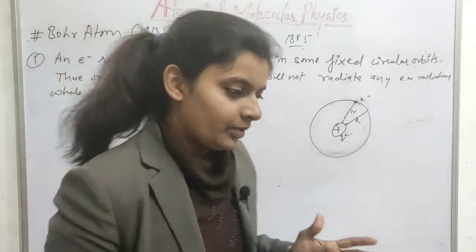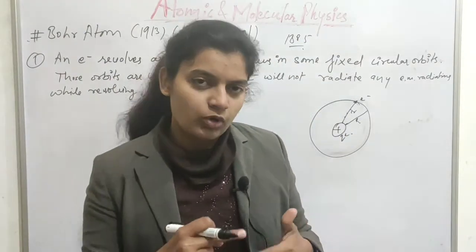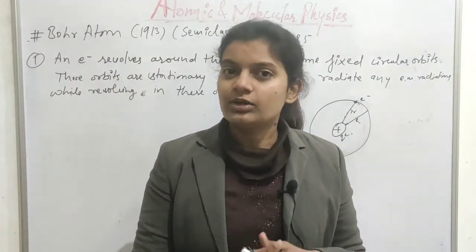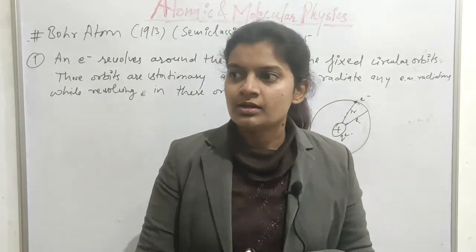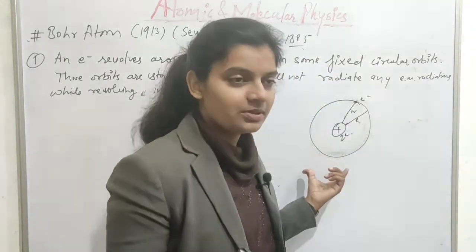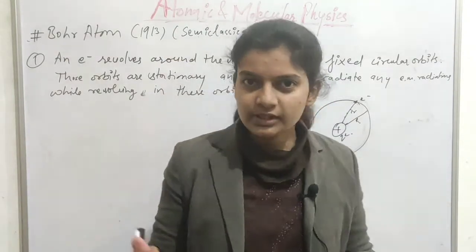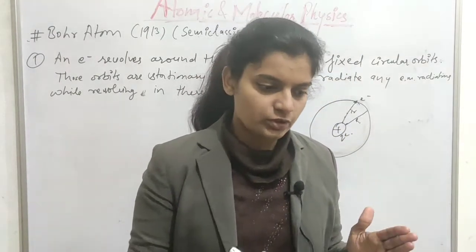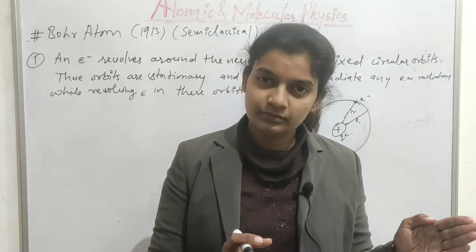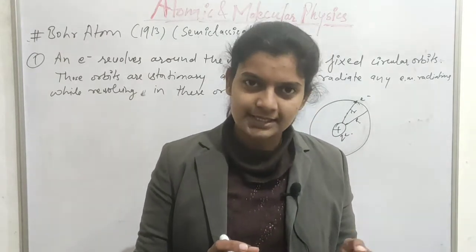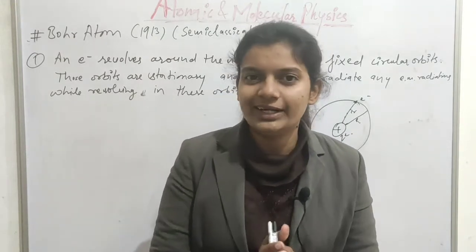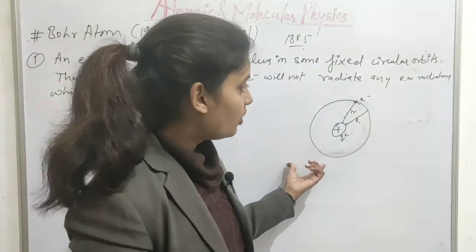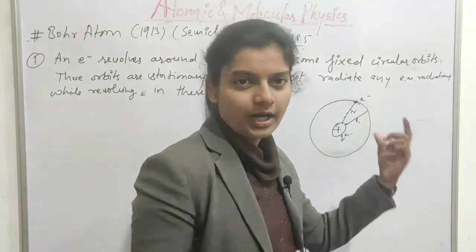But you know that classically if a charged particle revolves, it should radiate electromagnetic waves. But this concept was ruled out in this postulate. So we can say that this postulate contains some theories from classical physics and some theories from quantum physics. So Bohr fixed the value of R, quantized.